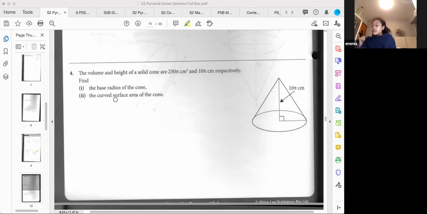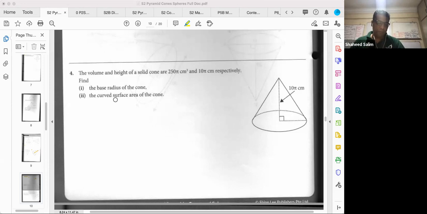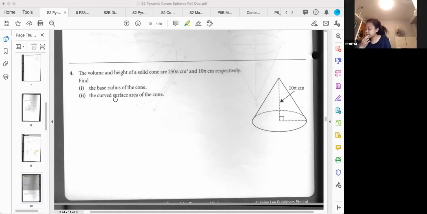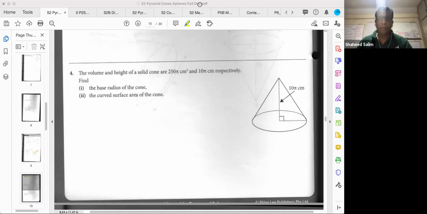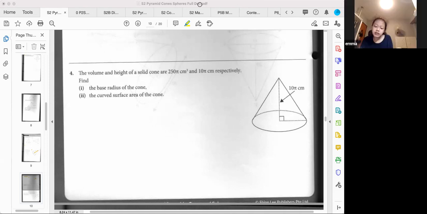75. 75 for which one? The base radius. Okay. The answer is not correct. How do you do it? Do you have a snapshot? Do you write anything down? Can you just take a photo, or can you show me? I can take a screenshot. Yeah, I missed the step.